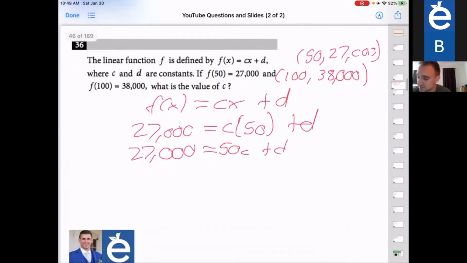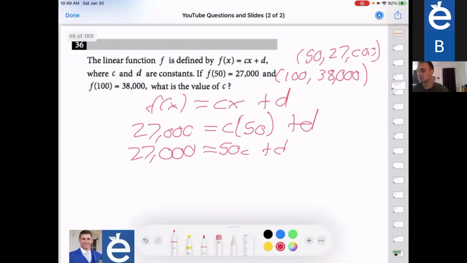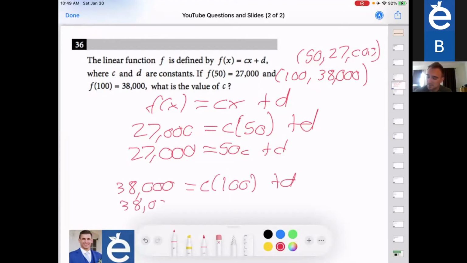But what if we take this other one, 100, comma 38,000, and plug in here, do the same thing. I'm going to plug in my 38,000 for my f of x, so I have 38,000 is equal to c times x, so c times my 100 that I'm plugging in, plus d. Once again, I rewrite this. I have 38,000 is equal to 100c plus d. So I have 2 equations now. I have a system of equations. So I can just rewrite this in a way to solve for c.